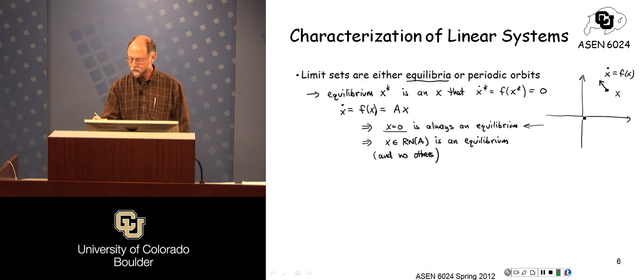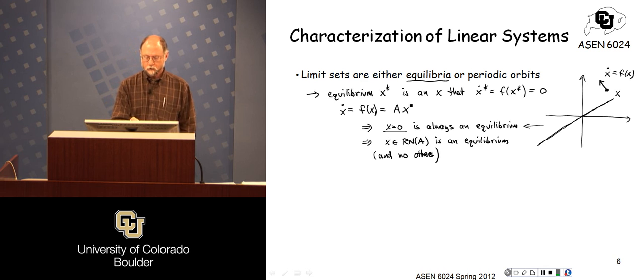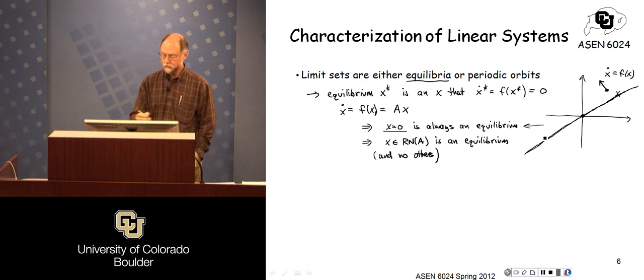Like the right null space in that case might be some line, for example. And because it's a subspace of the domain of the A matrix, it must go through the origin. So we have this entire line of equilibria in that case that goes out to infinity. If the right null space of A is two-dimensional, then we have a plane going through the origin in the state space. And again, it stretches to infinity in all directions, because it must be a subspace.